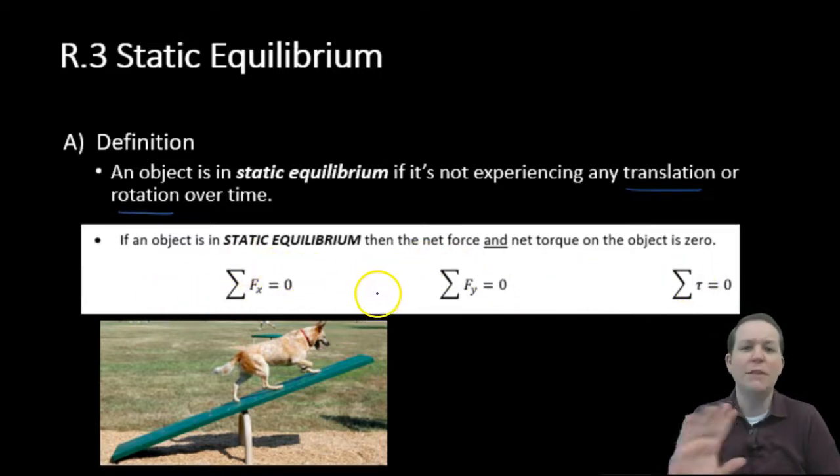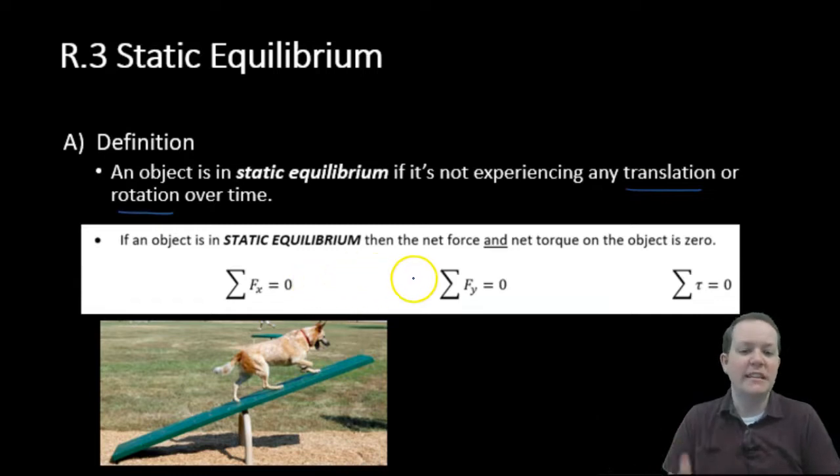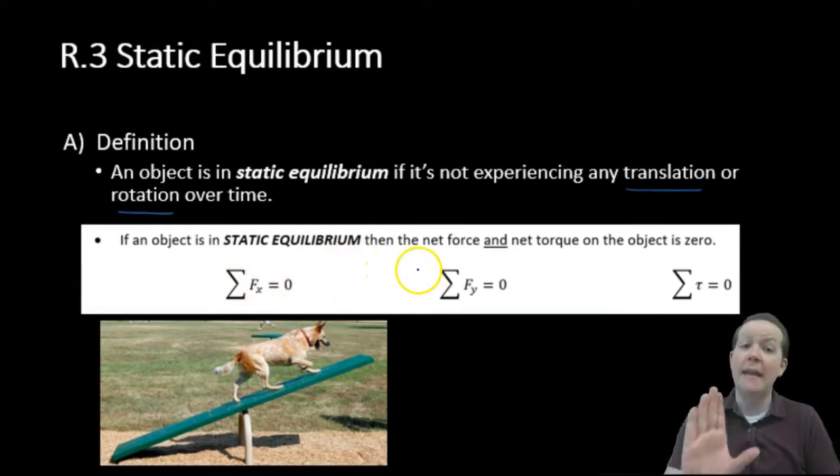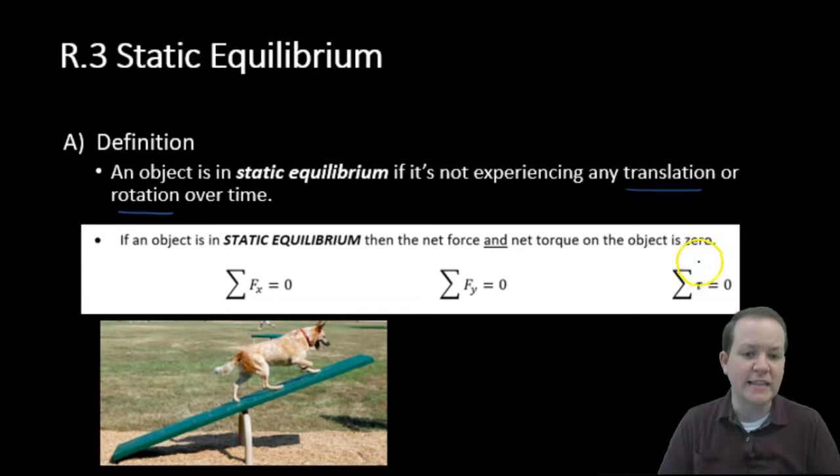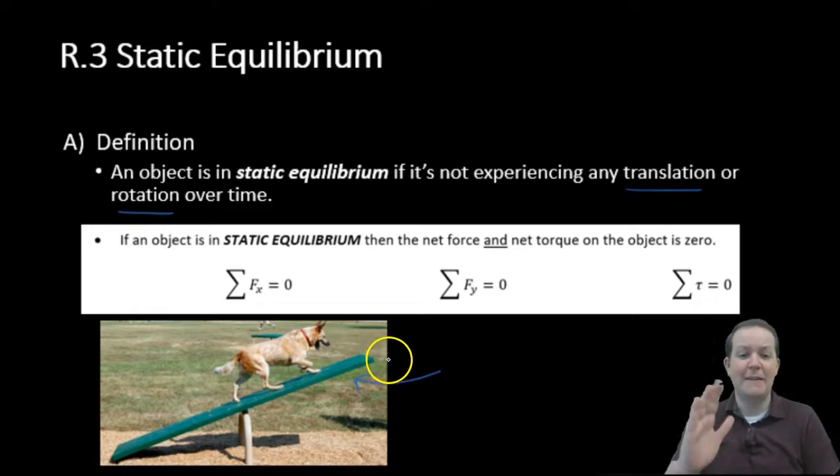Now, the first two things, we've done this. If something is not accelerating, then the sum of the forces in the two directions must add up to zero. But now that we have a sense that objects can also rotate, if something is continuing to not move, if it's in static equilibrium, that must also mean that the net torque is zero. For example, and we're going to use this as our main example, a lot of problems will show up in this same vein.